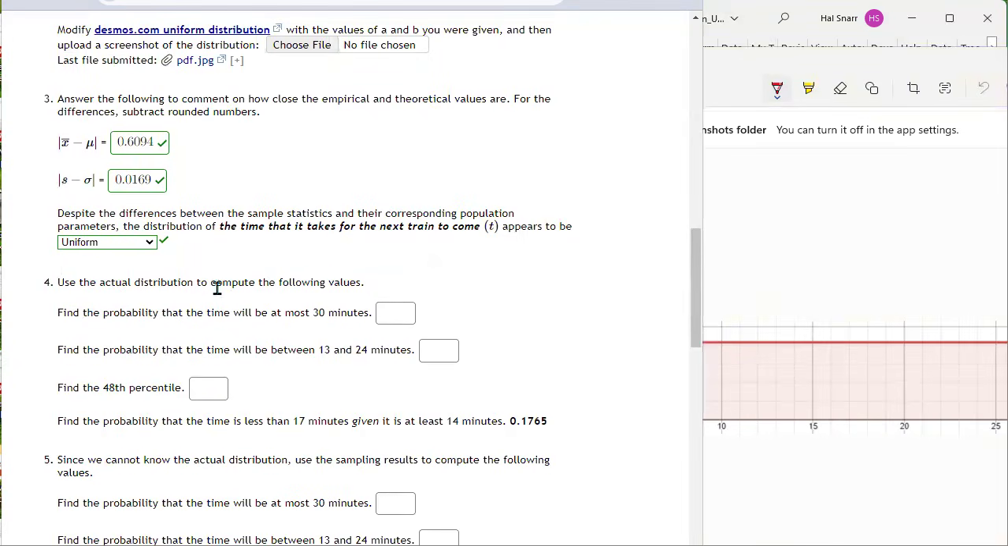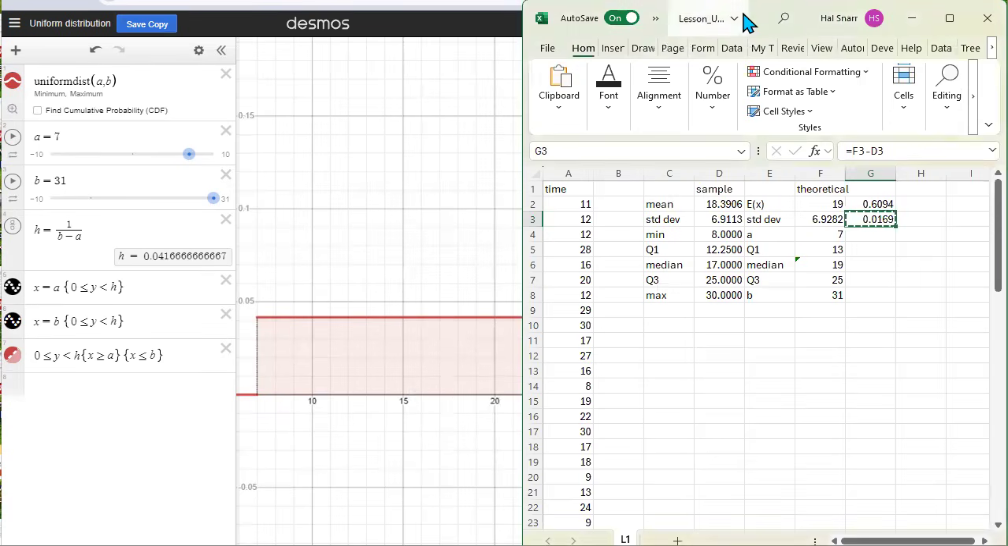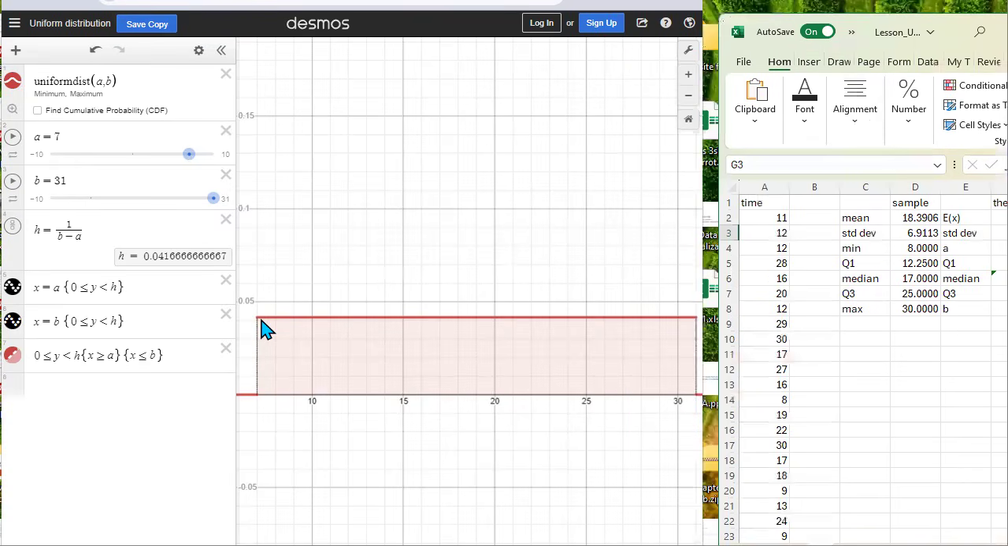Use the actual distribution to compute the following values. Now we want to find the probability that the time will be at most 30 minutes. At most 30 means 7 to 30. So what we have to do here is calculate the area under this red line that runs from 7 to 30. The height of this distribution is that value right there. That's the height. And the width of this box is going to be 30 minus 7.